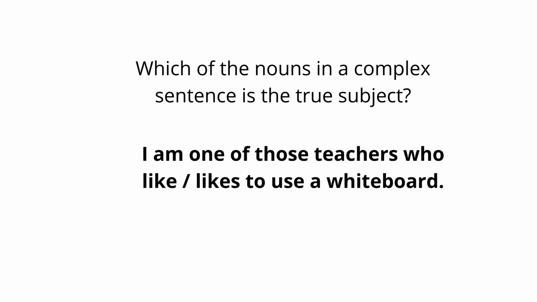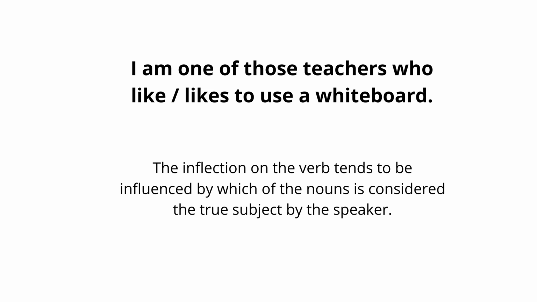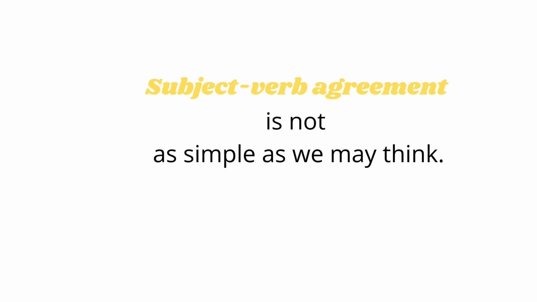A very important question is which of the nouns in a complex sentence is the true subject. Take for example the following sentence. I am one of those teachers who like, or likes, to use a whiteboard. In this case, the inflection on the verb tends to be influenced by which of the nouns is considered the true subject by the speaker. All of these examples show that subject-verb agreement is not as simple as we may think.